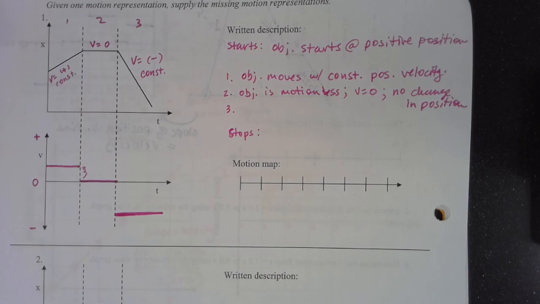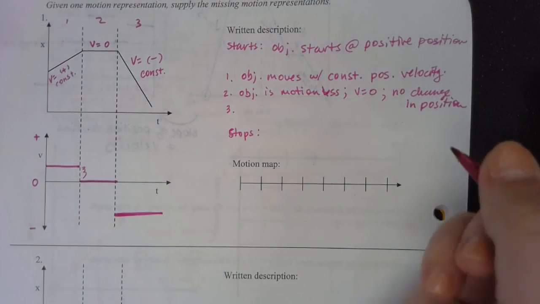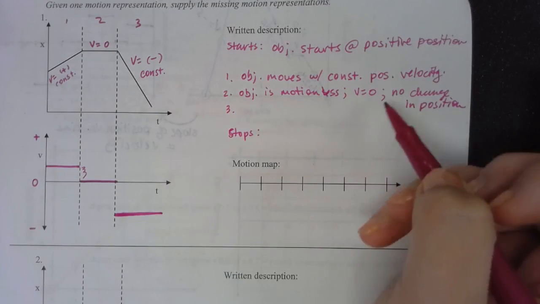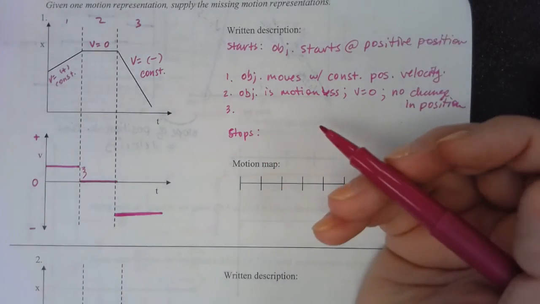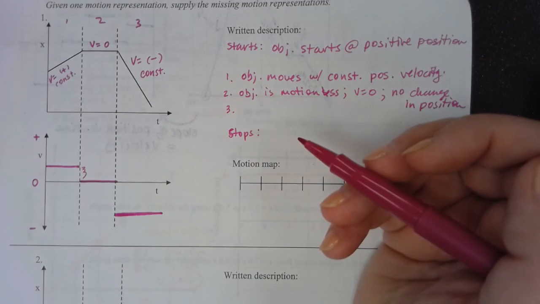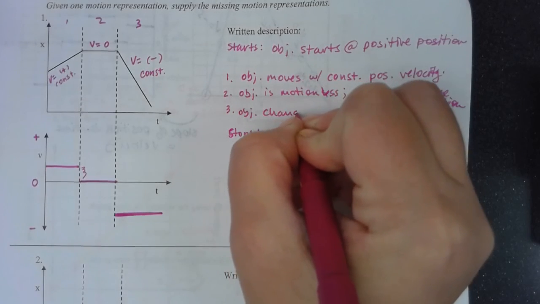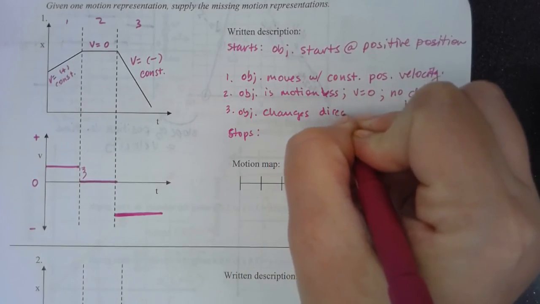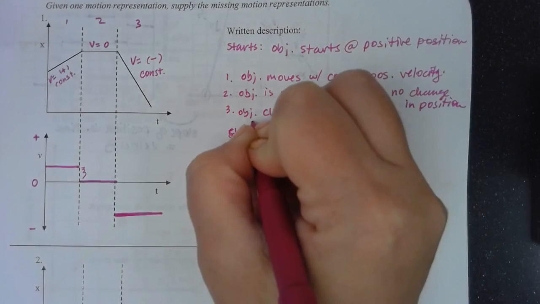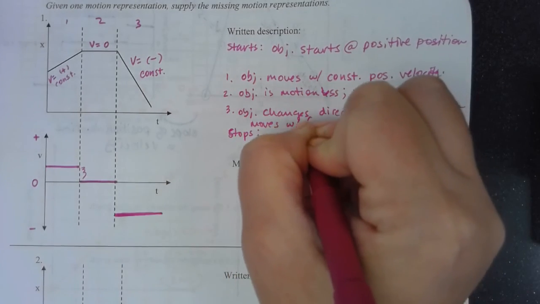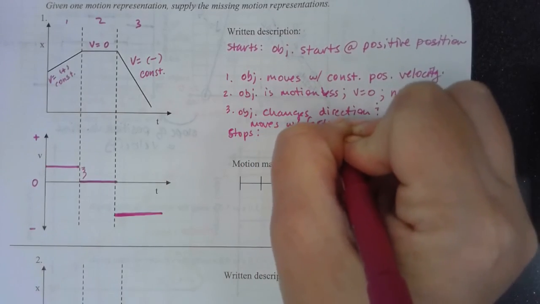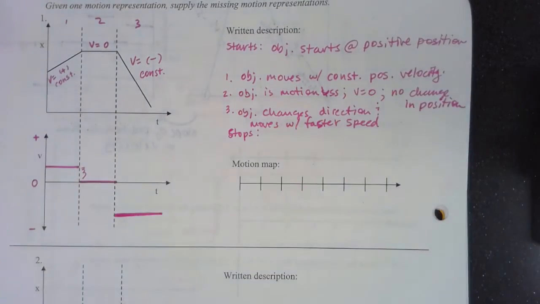I think the most significant thing that happens with that third part of the motion is the object is actually turning around. It's going the opposite direction, right? So there's different ways you can say that. If up here you said it was moving with a positive velocity, if down here in the third part you say it's moving with a negative velocity, that tells you that there's a change in direction. You could say it explicitly. You could say object changes direction and moves with a faster speed. Right? Speed doesn't care about what direction we're going. Speed is just the magnitude of the velocity.